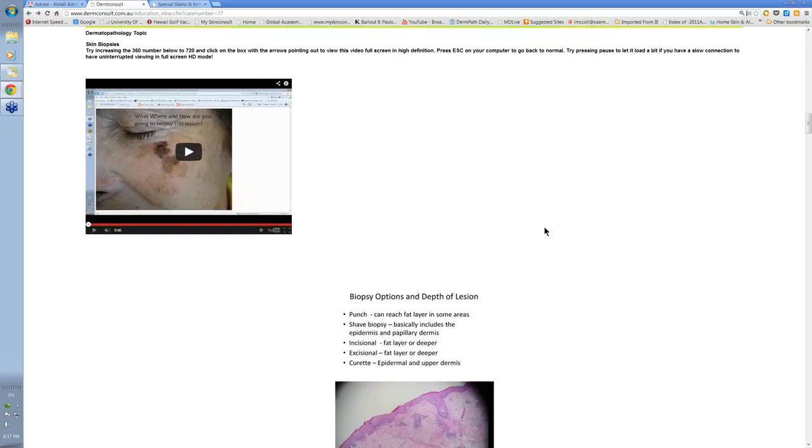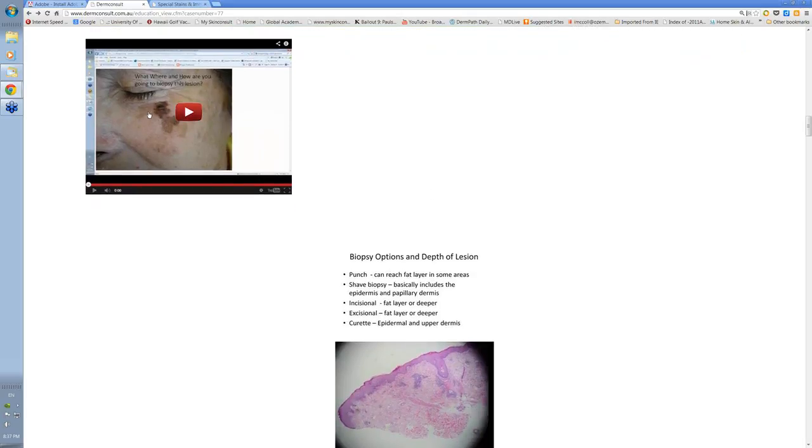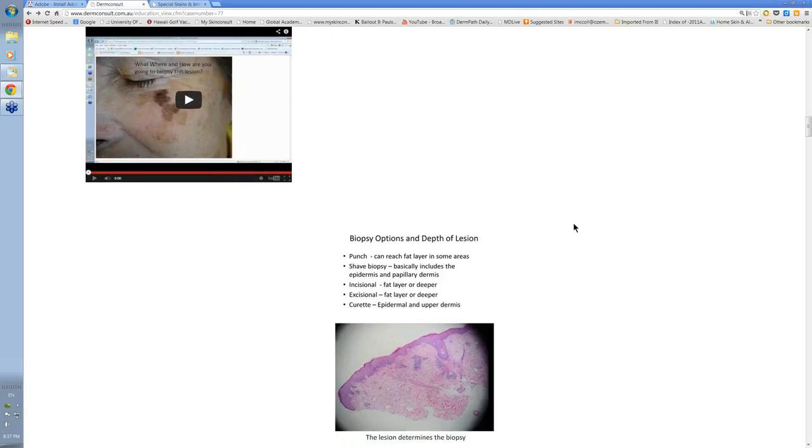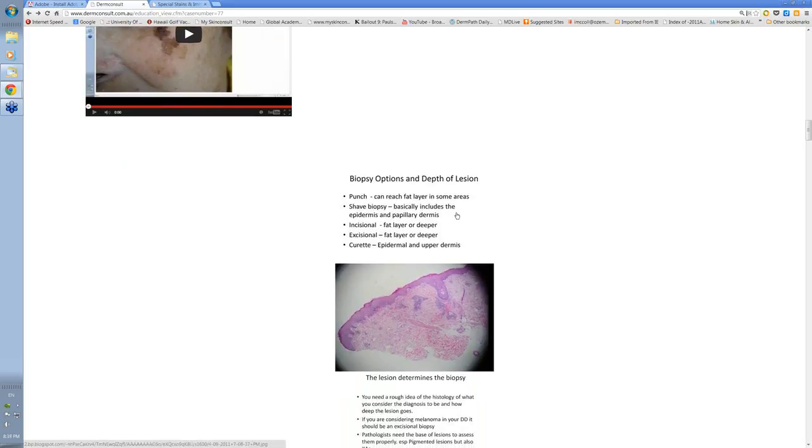Obviously, shaved biopsies are the other thing that can be done with pigmented lesions, especially ones that are diffuse, like this particular case here. And it's important just to look at what layers you're looking at. Punch biopsies can reach the fat layer in some areas, but areas like the back and the legs, generally they won't reach the fat at all. And so if you've got a process that's involving the fat, like, say, erythema nodosum or any of the panniculitides, a punch biopsy is useless. You've got to do an incisional biopsy that will go deep down to the fat.